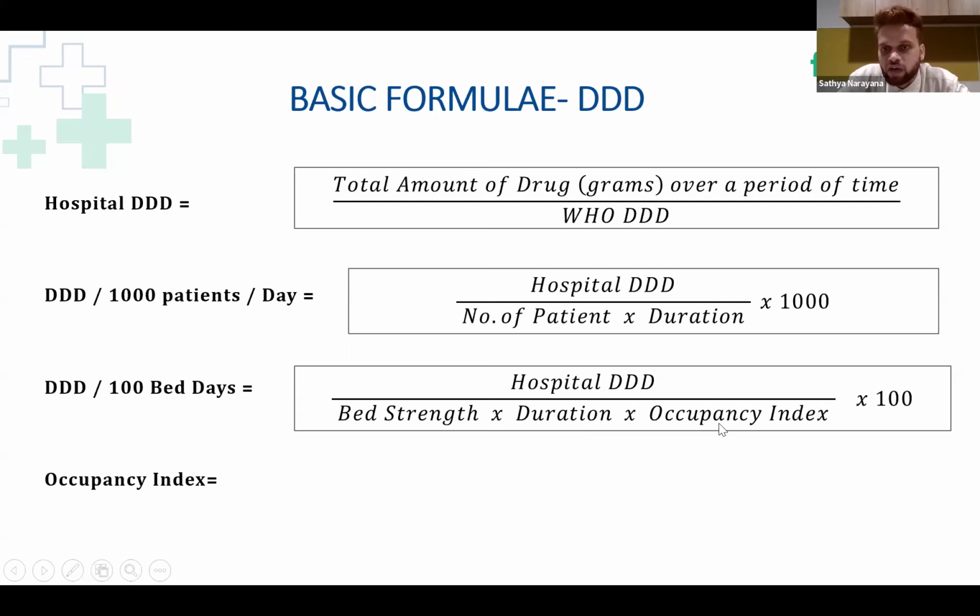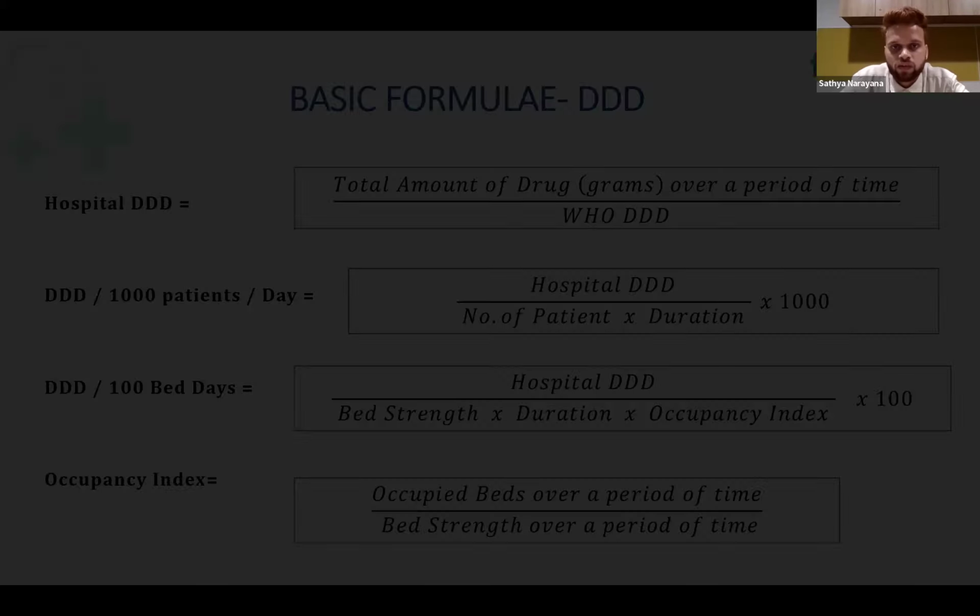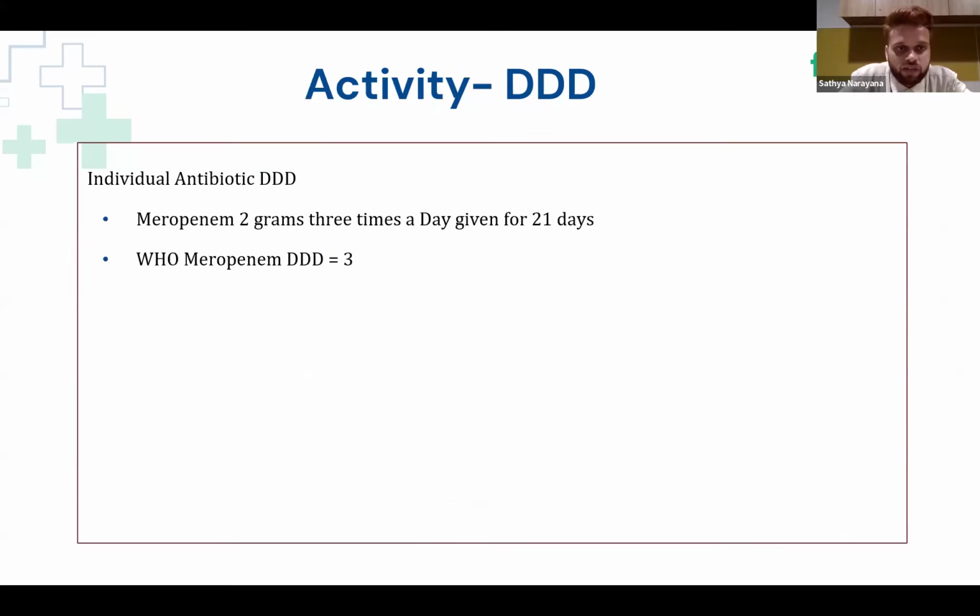And the occupancy index would be the number of beds that are present in a particular ward and the number of beds that were occupied in a particular specified time. That defines the occupancy index, and we'll multiply that by 100. Occupancy index would be occupied beds over a period of time, divided by bed strength for a particular period of time. It would be very clear if we can correlate with the metrics, so let us do an activity.